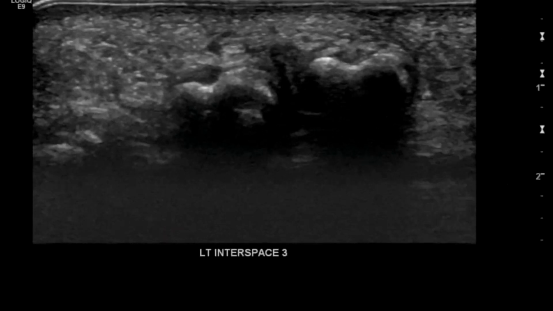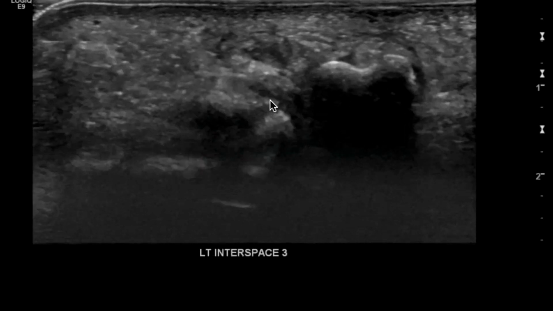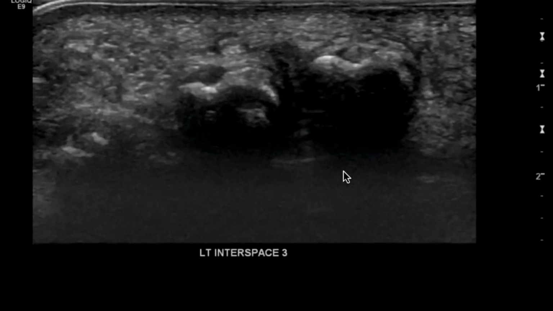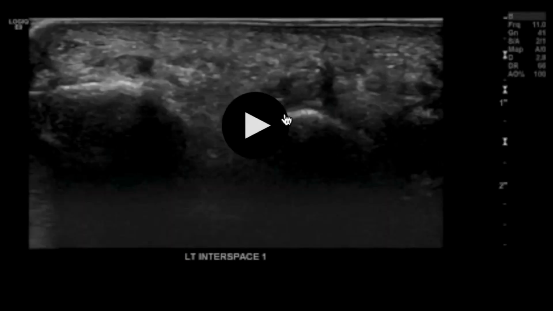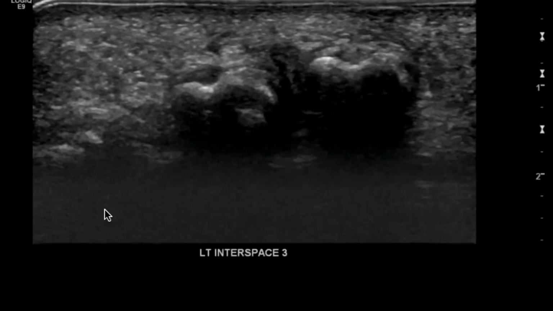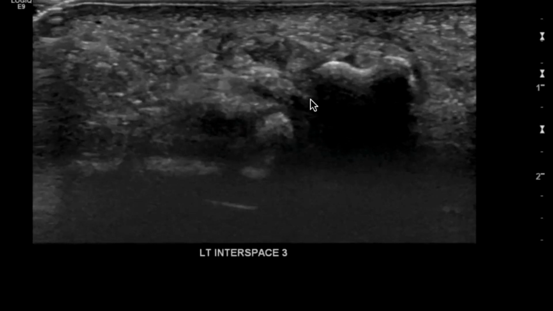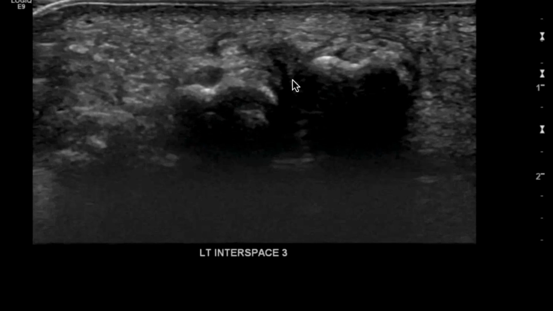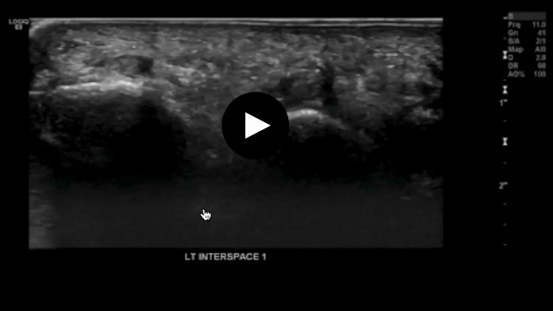So in this case, what we're looking at is the region of the third interspace. Between the second and third metatarsal heads, we see the cortical bone and the shadowing beneath it. In the interspace, we see the hypoechoic Y-shaped interdigital nerve, and we can appreciate that pressure from the external and internal aspects of the metatarsal head regions can make the interdigital nerve more conspicuous as it protrudes into the subcutaneous fat. And of course, we can measure that. So this is the Mulder's maneuver.